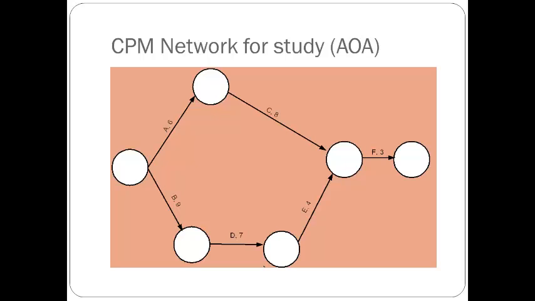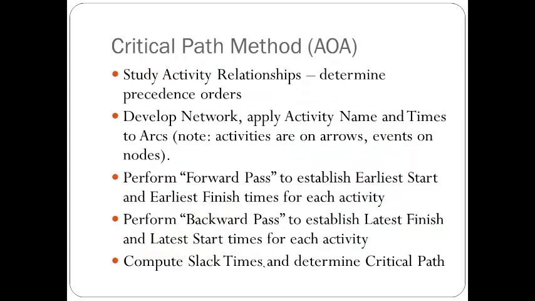This is a simple example. We'll use this to illustrate how to calculate. Then we'll look at a more complex one. We perform a forward pass to establish the earliest start and earliest finish time for each activity, because F cannot start until C and E both finish. So the earliest start time for F is the earliest finish time for those two activities. We go from the beginning in the forward pass to identify the earliest finish time for our entire project.